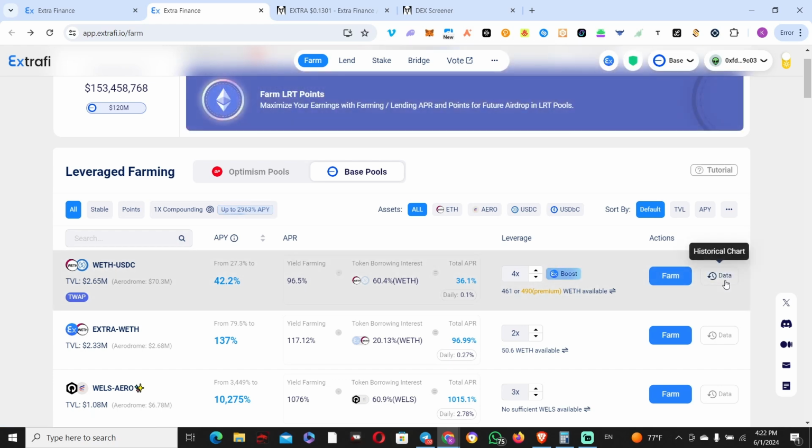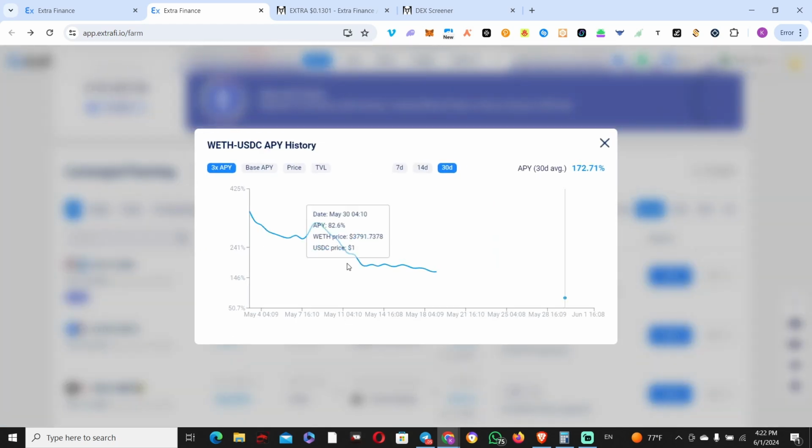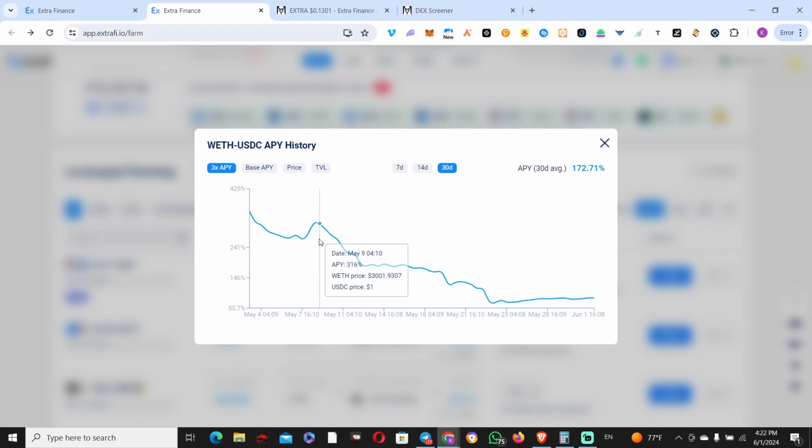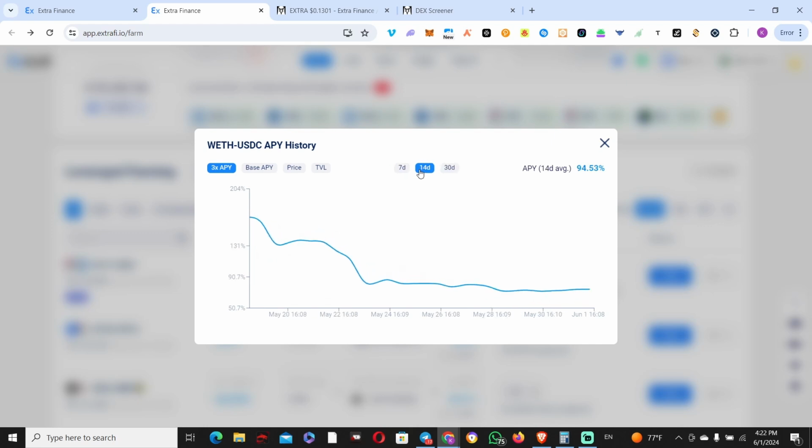Now the data button here shows me the performance of that pool in terms of returns. So the APY is visible, and it shows you that, for example, here it has been dropping constantly since the peak in early May. Because I chose the 30-day, I'm gonna choose, for example, 14 days. Same curvature, even though it dropped more, now it's going back up again.